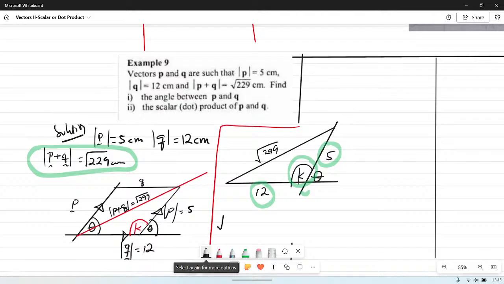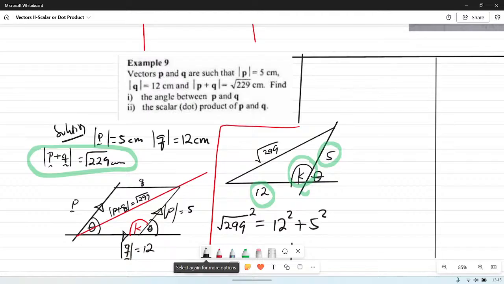So root 299 squared is equal to, Pythagoras theorem, continue. 12 squared plus 5 squared. Very good.